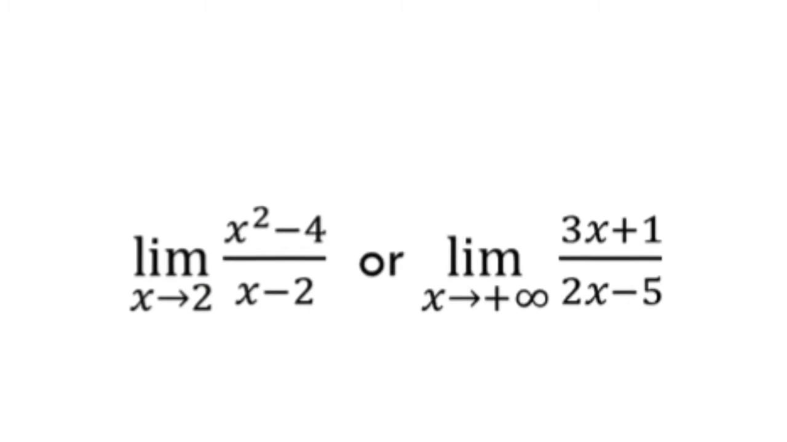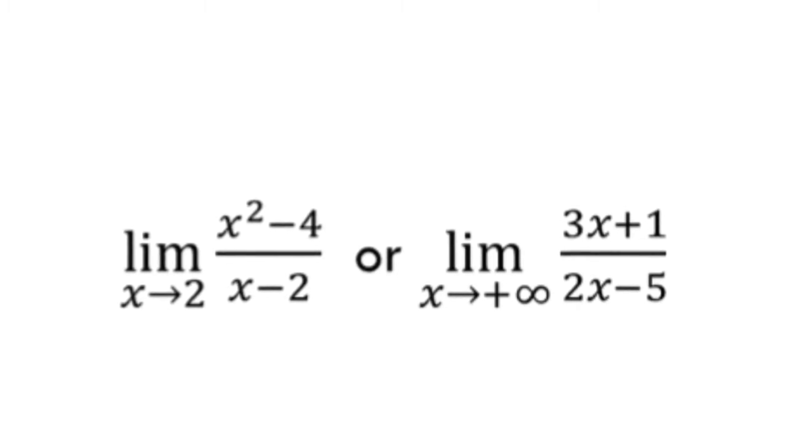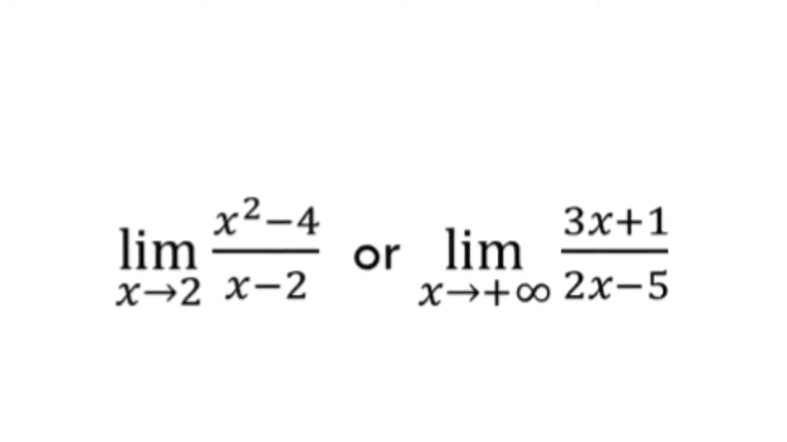Alright, let's bring back some old friends. Remember back in the day we learned that sometimes if you plug stuff in, you get 0 over 0. Like in the first problem, if I plug in 2, I get 0 over 0. If I plug in infinity in the second one, I get infinity over infinity. That's no good. You're not allowed to have that.